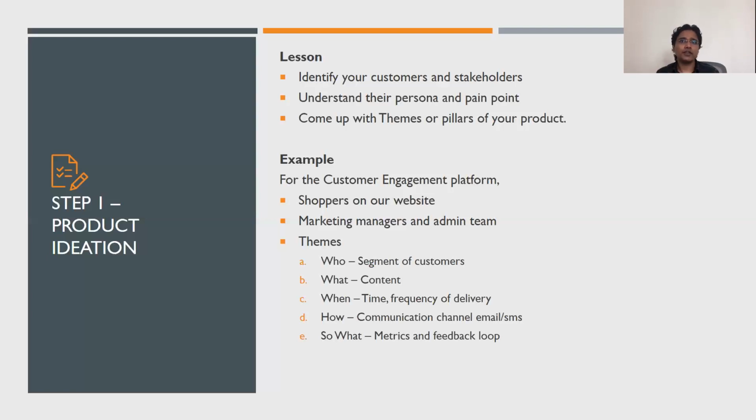Who is really your segment of customers, the customers you want to reach out to. What is the content, what do you want to send to the customers? It could be through email or SMS. When is about the timing and frequency of delivery. The timing really matters. As most of you have noticed, there are certain times of the day when you're likely to open your apps or check your emails and respond. The frequency of delivery is another factor that matters. If you try to send too many emails to engage with your customers, they will probably just opt out, and you want to avoid that.